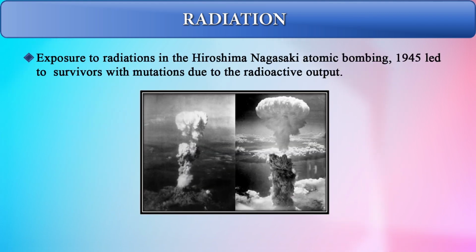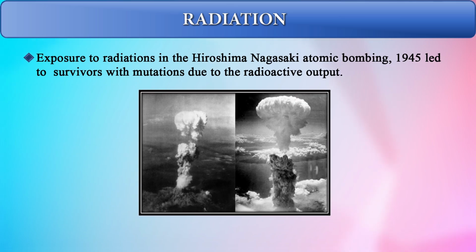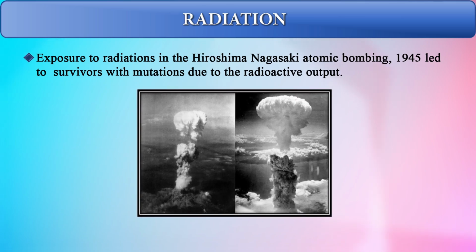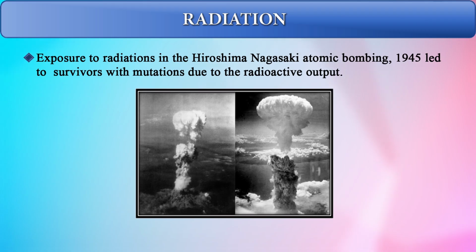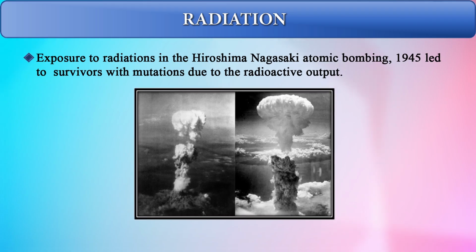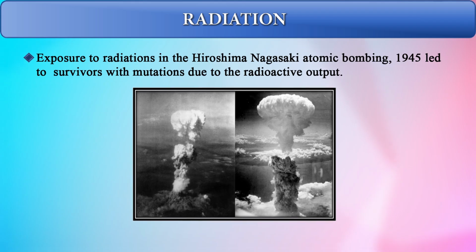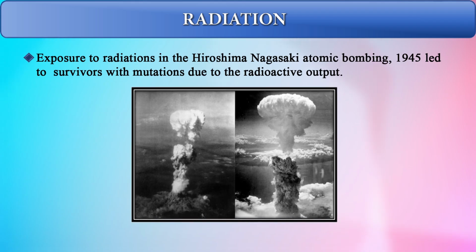Exposure to radiation. In the Hiroshima and Nagasaki atomic bombing in 1945, several of the people were exposed to harmful radiation, and the survivors had mutagenic effects due to this radioactive output.